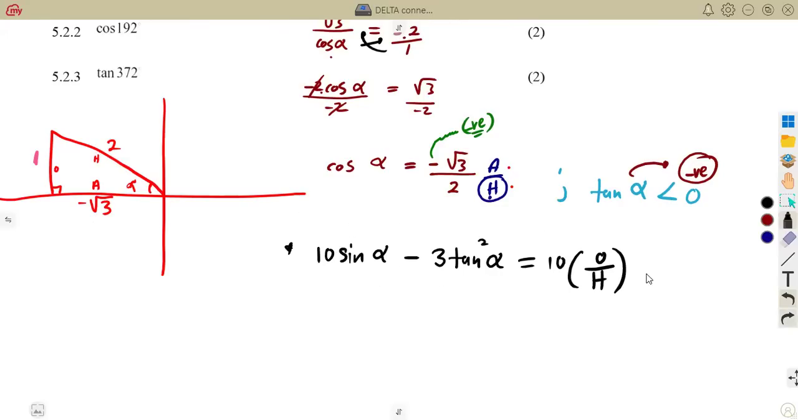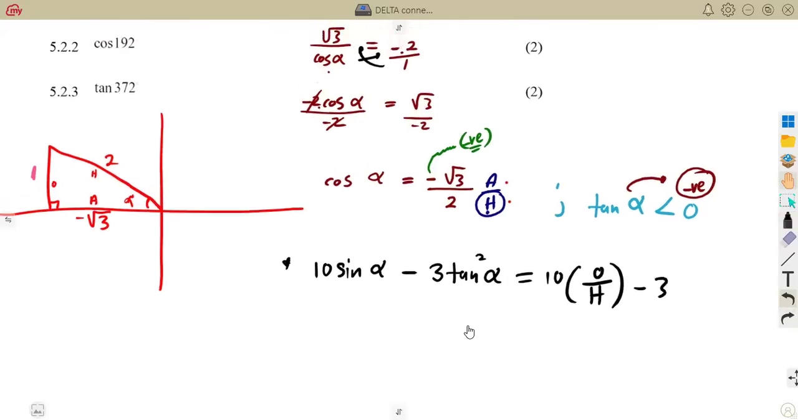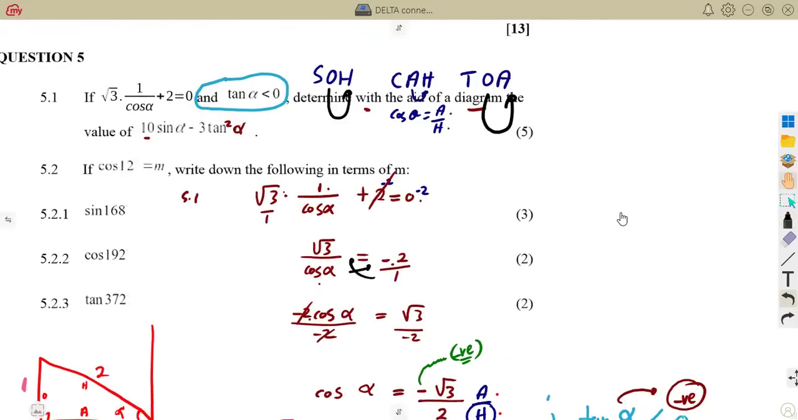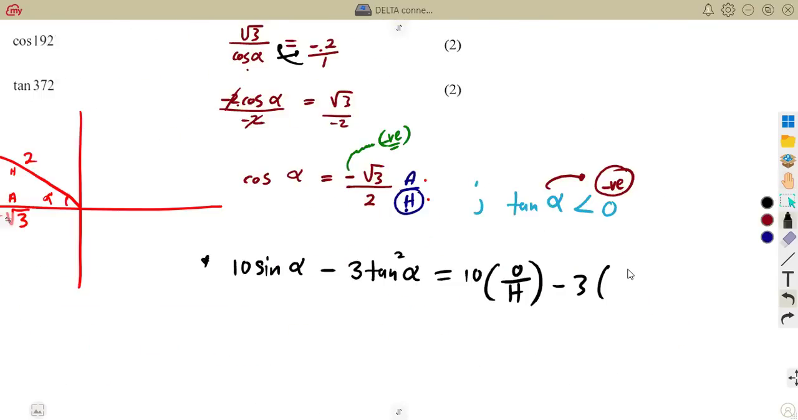What about a tan? So this is minus 3 into tan squared. Tan is opposite over the adjacent. So you are going to have the opposite over the adjacent, but this is tan squared, so it means you're going to square this. That is the idea there. Opposite over adjacent. So that's 10 into what?